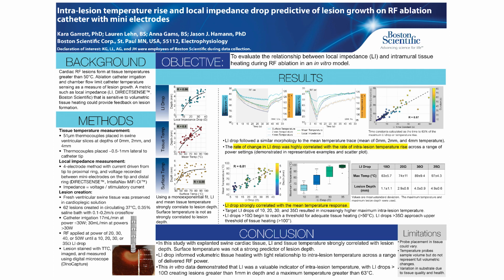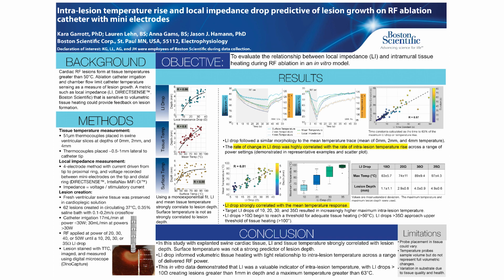In order to measure intralesion temperature, 3 thermocouples were placed in line at depths on the surface at 0 millimeters, 2 millimeters under the surface, and 4 millimeters under the surface. These thermocouples were placed into the tissue 0.5 to 1 millimeters lateral to the catheter tip. Local impedance was measured by a method previously published as DIRECTSENSE on Intelliblate MiFi OI.